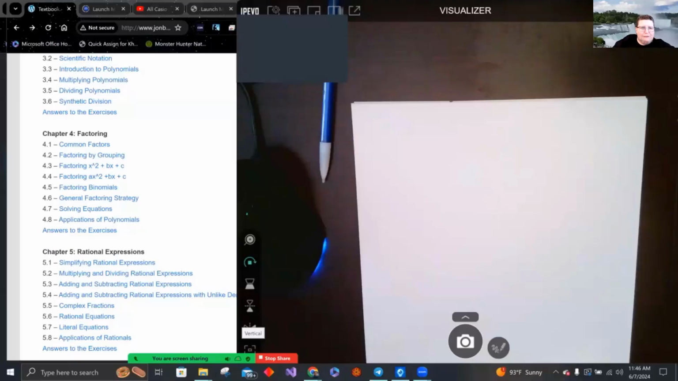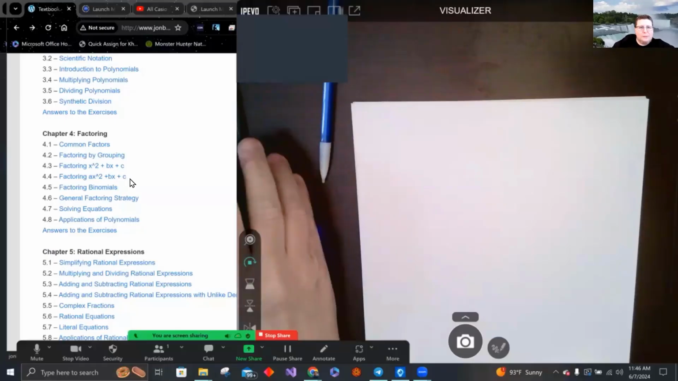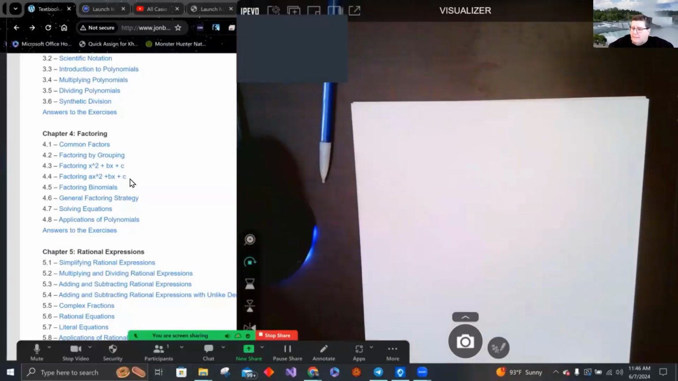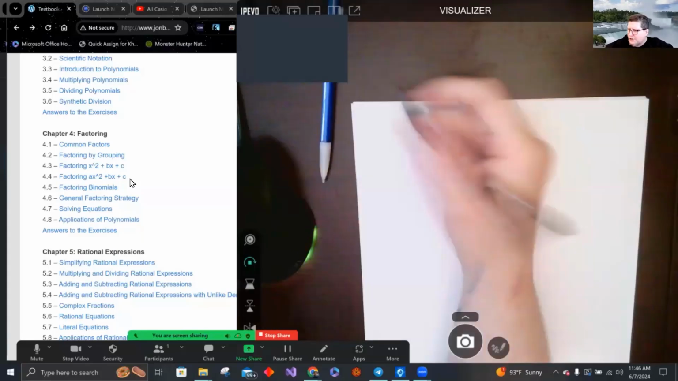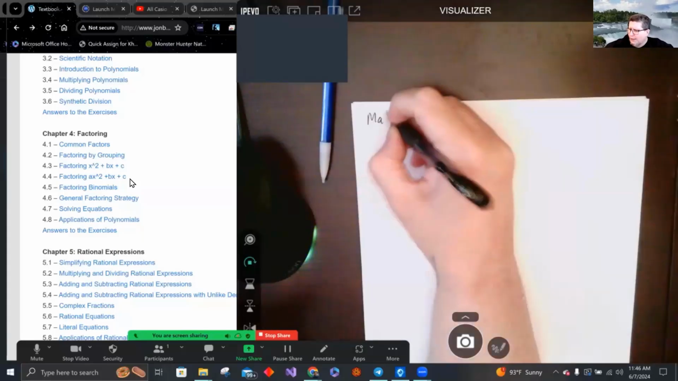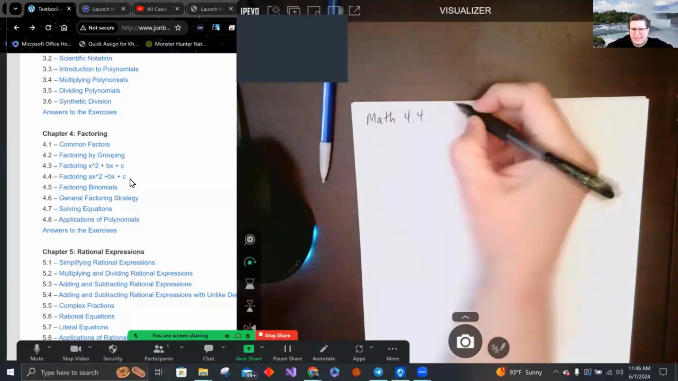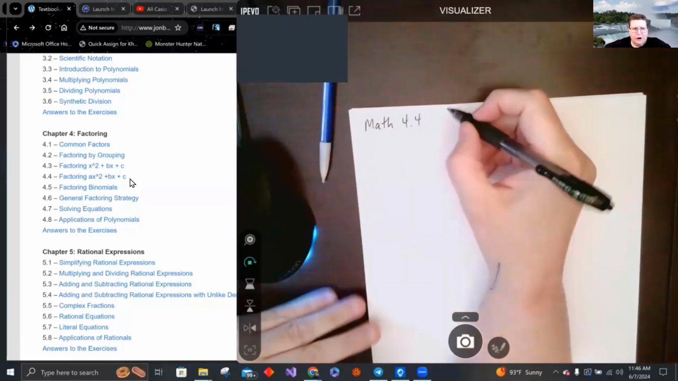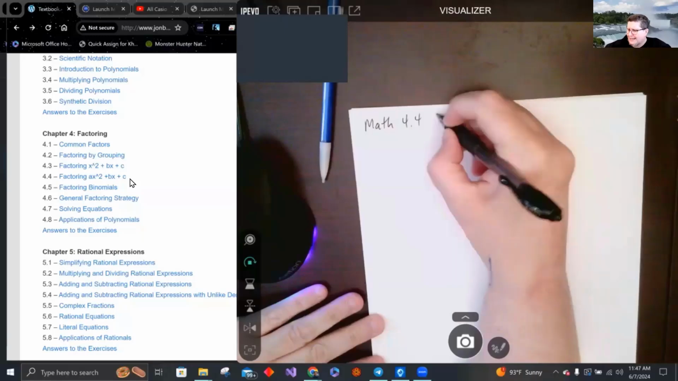We are going to start 4.4, ax squared plus bx plus c. Now, the reason why I like to do 4.4 before 4.3 is because the methods from 4.4 work for all of them, the way I teach it.